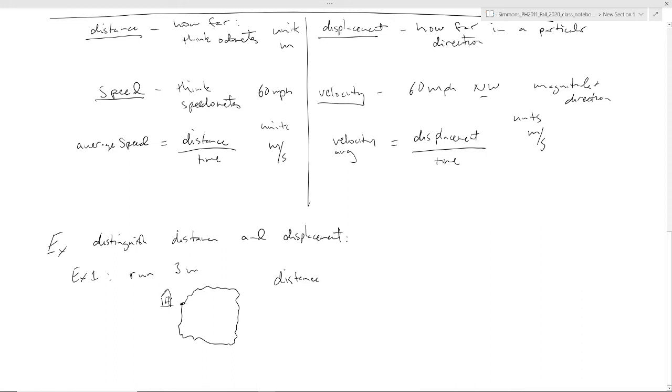let's see, the distance would be 3 miles, but the displacement, which you can depict graphically by drawing an arrow from your starting point to your ending point, your displacement would actually be 0 miles because you're running from home and you return to that spot. Okay?